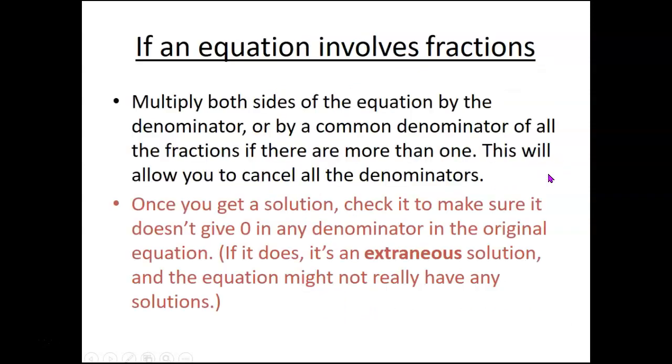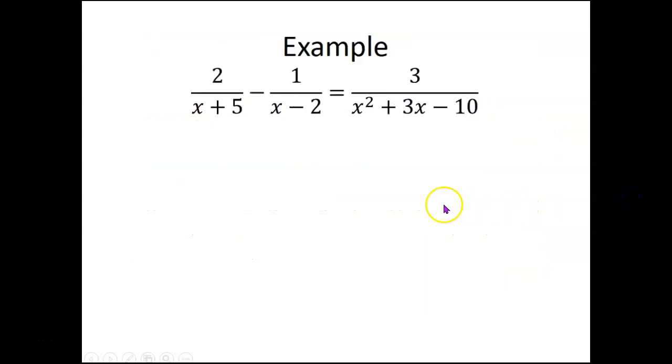So if an equation involves fractions, multiply both sides of the equation by the denominator, or by a common denominator of all the fractions if there are more than one, and this will allow you to cancel all the denominators. Once you get a solution, check it to make sure it doesn't give you a 0 in any denominator in the original equation. If it does, that makes it an extraneous solution, one that's not really a solution to the original equation. And in that case, that original equation might not have any solutions. Okay, one more example.